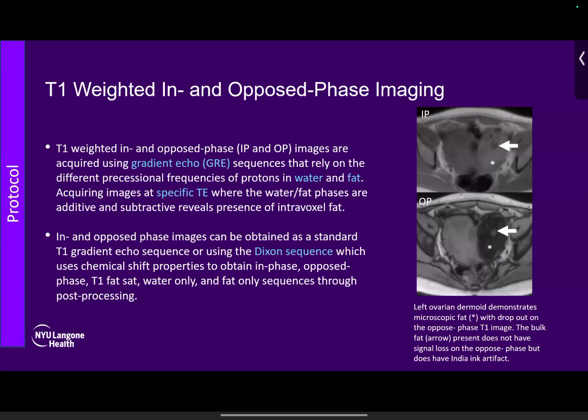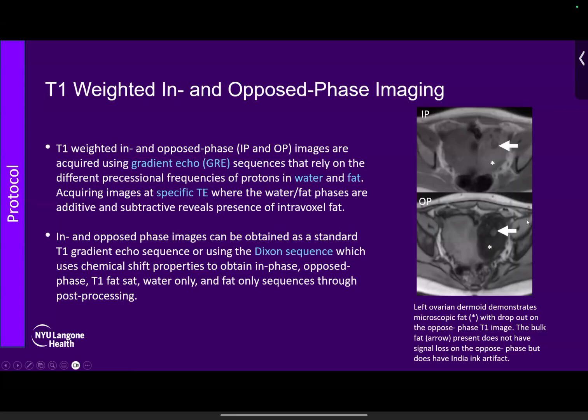So moving on to T1 in and out of phase imaging. This is also really important. This allows us to tell the difference between water and fat, both bulk fat and intravoxel fat. If you don't have in and out, you can also use the Dixon sequence, which also produces fat only, water only, or a combination of those.